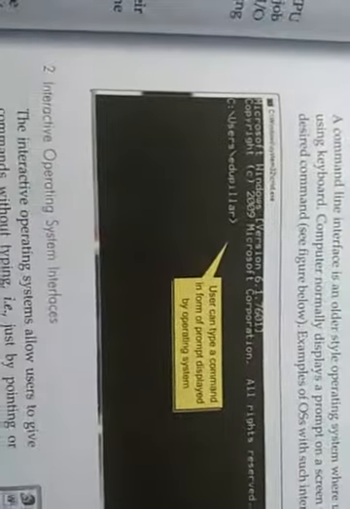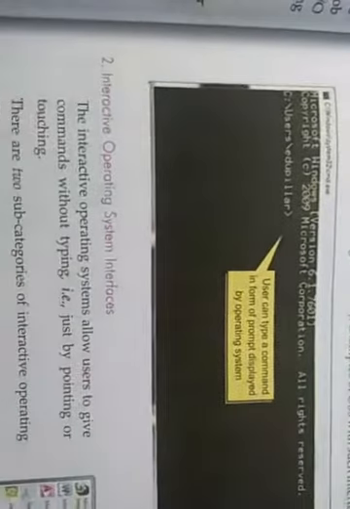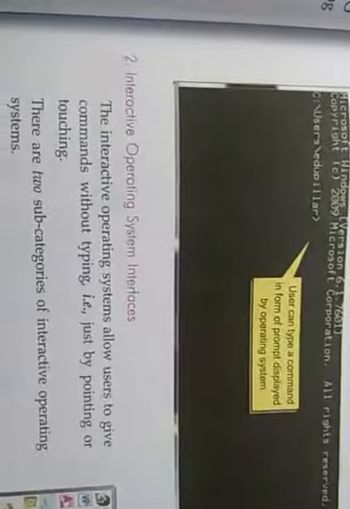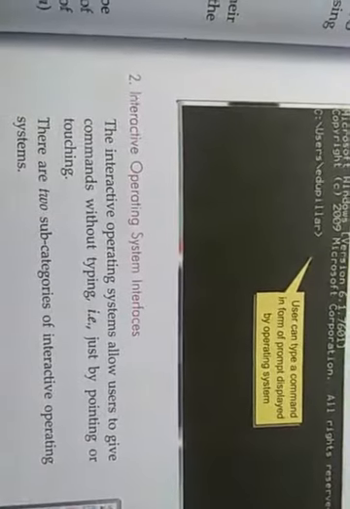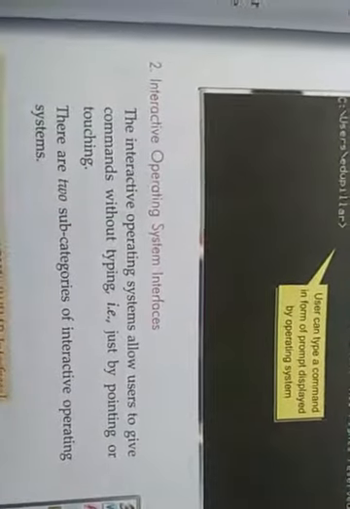And the second is the interactive operating system. This is also called a GUI, and Windows is one of the most common examples of this operating system. And there are different types of Windows versions available in the market, and this is also divided into two categories.